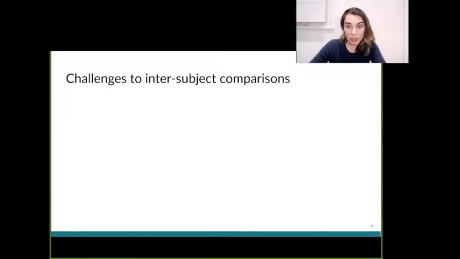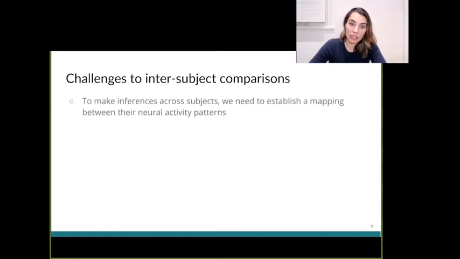To motivate this work, I just wanted to talk about a really core challenge that we face in the field, which is how do we make comparisons across different research participants? In particular, the question is how can we establish a mapping between different participants' neural activity patterns? For example, if I have activity from participant A and activity from participant B measured using the same modality, how can I say that they have some correspondence between them? For example, that they're in the same functional region or even within the same broader connected functional network.